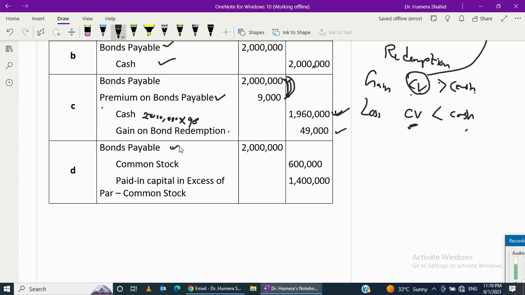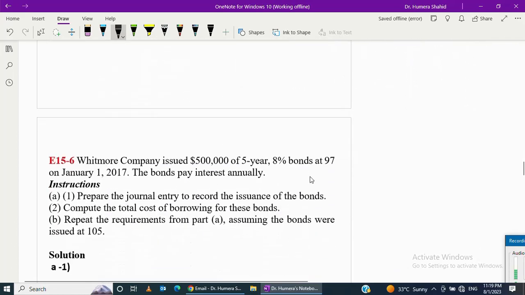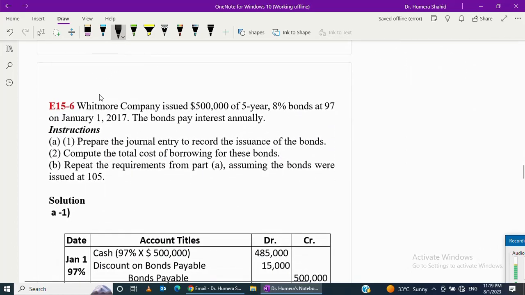So bonds payable gets debit. The value of the bond was 2 million and you issued the common stock. You issued 60,000 shares and the par value of share is 10. You know that common stock, preferred stock are always recorded at par or stated value. So 600,000. So rest will go where? Remaining. Don't consider it gain or loss. It is additional paid in capital. So paid in capital in excess of par common stock, that is 1,400,000. Let's move on towards next question, which is exercise number 15-6.